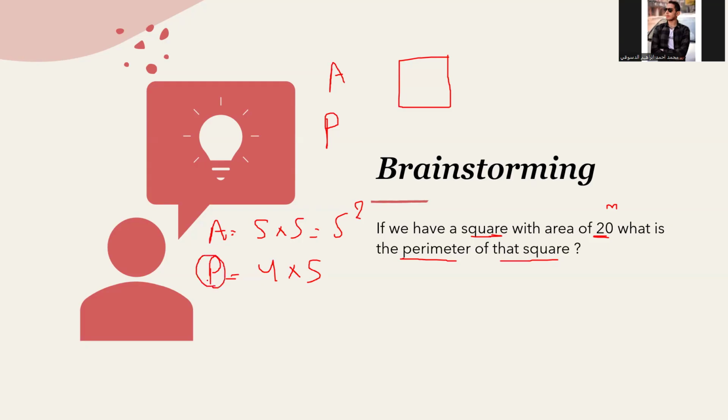Where is the relation between the perimeter and the area? It's the side. So if I have the side, I can get the perimeter and I can get the area as well. So if I have the area, I can get the side from it to get the perimeter that he wants. Okay, let's start solving the problem.